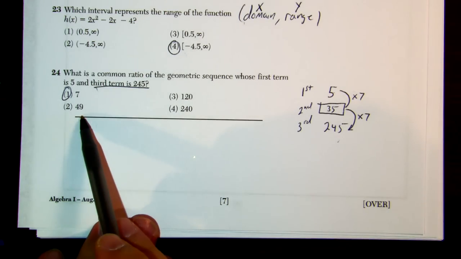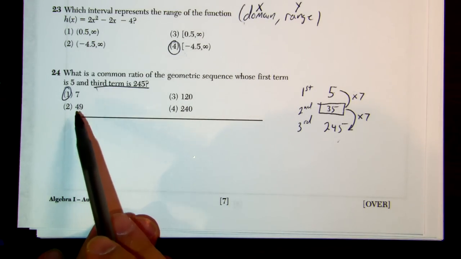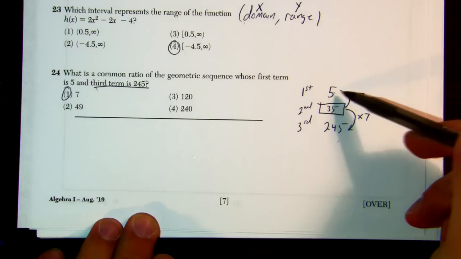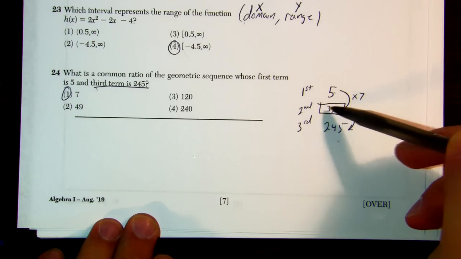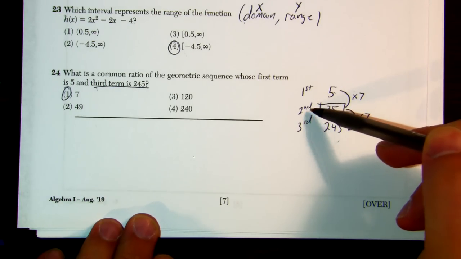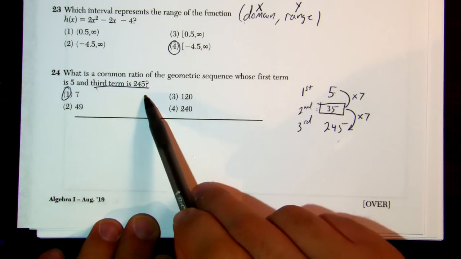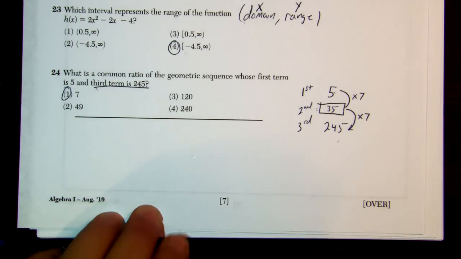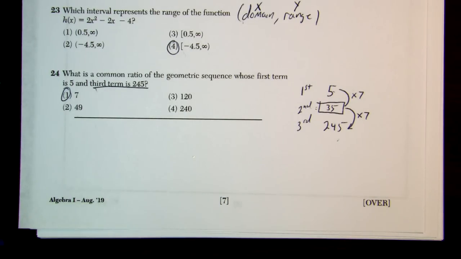If you use any of the other ones, it's going to be way too big. As a matter of fact, if you use 49, 5 times 49 will give you 245 right away, and that's just the second term. And it told us it's the third term. So that's why it is choice 1. So that is part 1. I am going to stop the video here, and then I'm going to go ahead and continue on with the multiple choice questions, just to break it up.